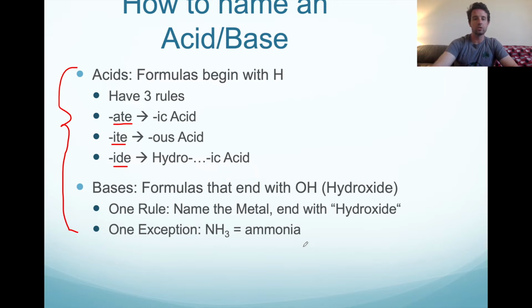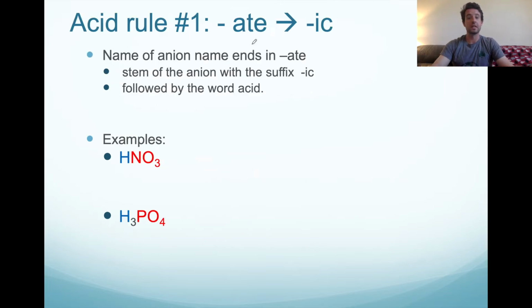Great. Let's start with ate to ic. Here is how it works. You'll see the examples down below. You'll see HNO3. That's a prime example of an acid. You know it's an acid because it's got an H in front of it. So what you're going to do is keep the stem of the anion name, the nitr portion, and then substitute out the ate for an ic. And then you're going to put the word acid.